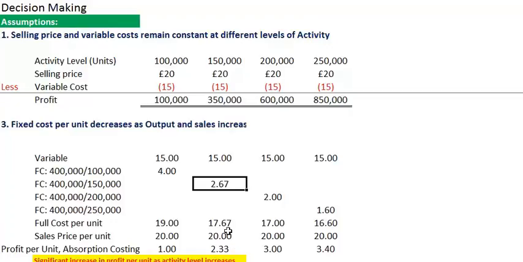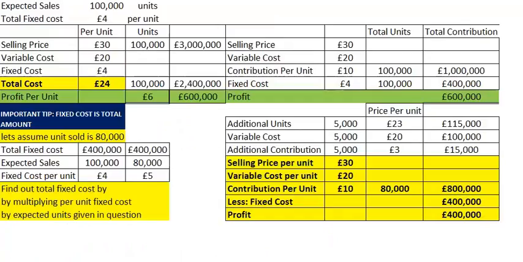You can see as the level of activity is increasing, our profit per unit is increasing as well. Why? Because our total cost is reducing with the increase in the level of output, because fixed cost is spread over larger number of unit, and our fixed cost per unit is decreasing with the increase in the level of output. Now we will look at an example.